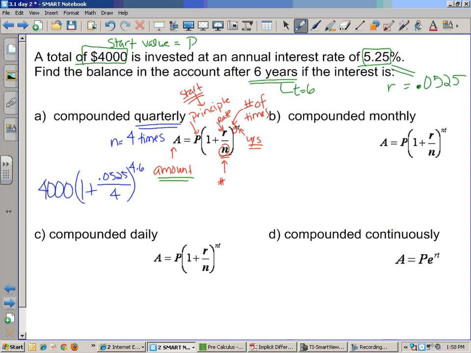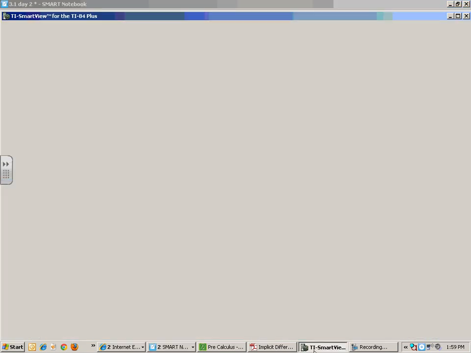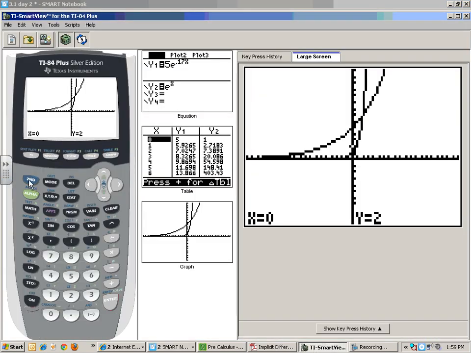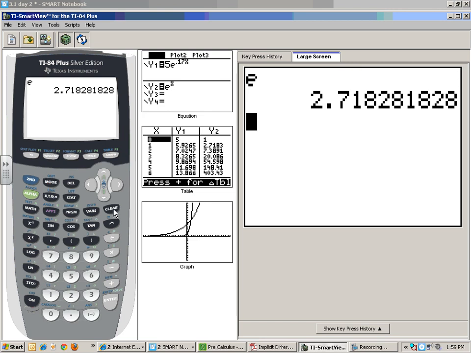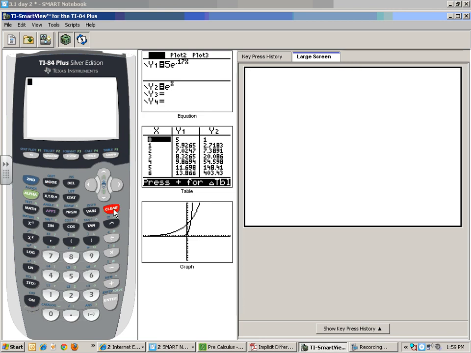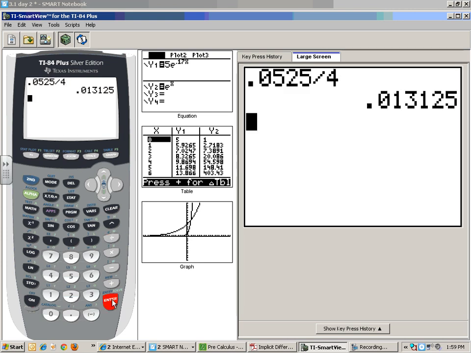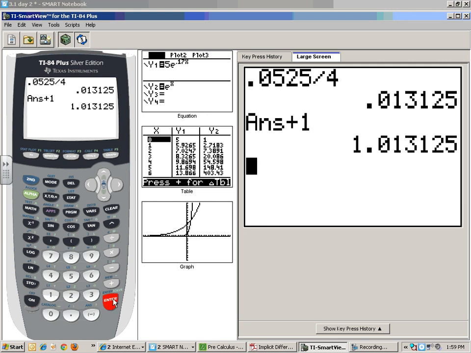Now we're going to do that on the calculator. All we're going to do is take out our calculator and do baby steps. I'm going to show you on my calculator first. What I'm going to do first is take 0.0525 divided by 4, that's R over N, and that's 0.013125. Now I'm going to add 1 to finish the inside of the parentheses.